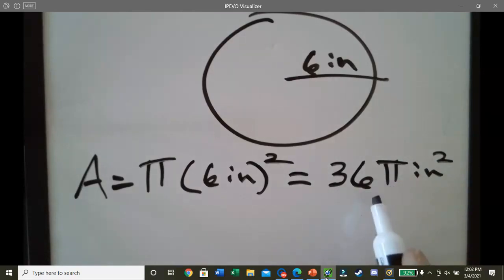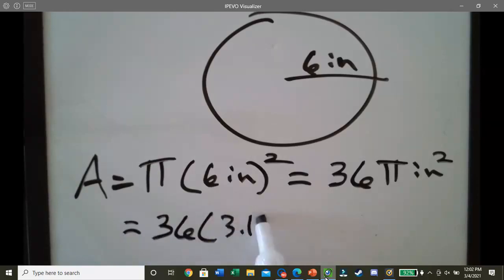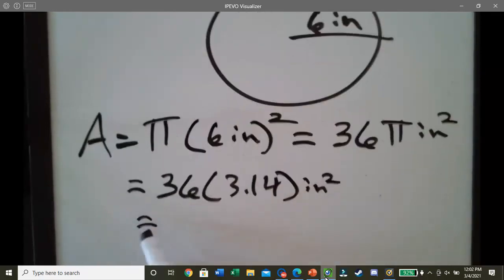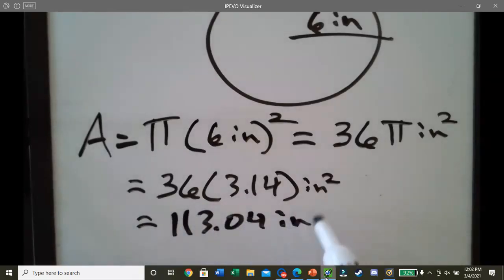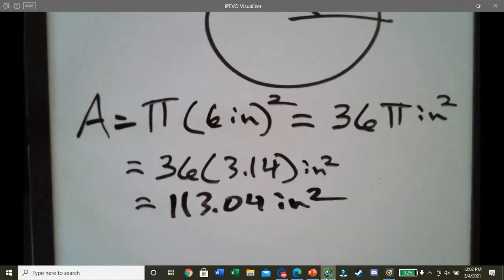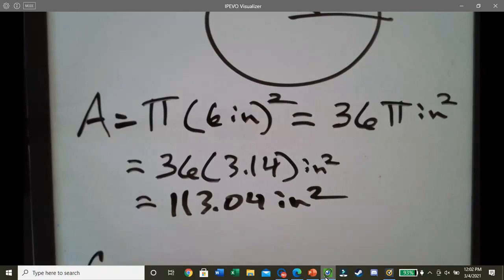So if we wanted the answer in terms of pi, that's how we would write it. But if we want it written out as a decimal, then this would be 36 times 3.14 inches squared. Okay, and so that would give us 113.04 inches squared. Okay, so that's area. Questions? Well, we also want to find circumference, right?